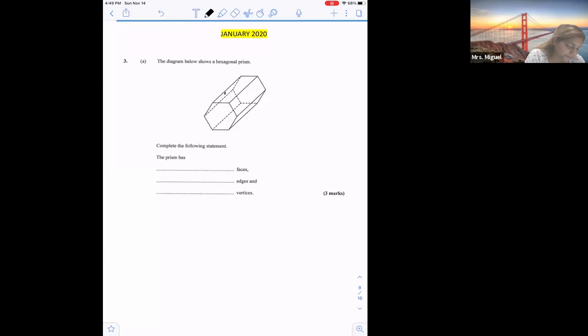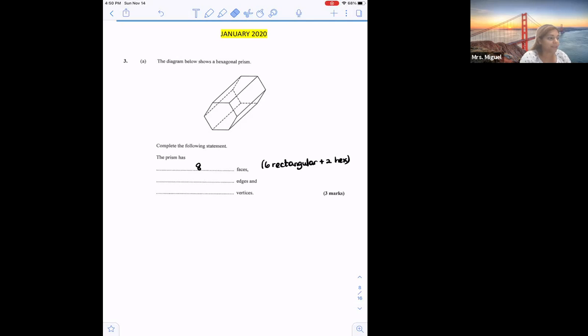So we have 1, 2, 3, 4, 5, 6 faces, 6 rectangular faces, and 2 faces that are hexagons. This is one hexagon, and this is another. So this prism has 8 faces, 6 of which are rectangular and 2 are hexagons, right? They also asked to find how many edges.